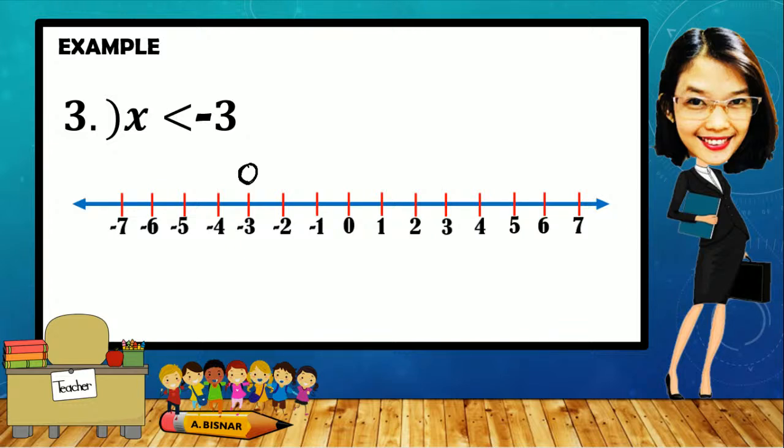Next, let's identify those numbers that are less than negative 3. Ano-ano yung mga numbers na mas mababa sa negative 3? Yung mga numbers ba na nasa kaliwa o yung mga numbers na nasa kanan? Ano sa palagay nyo? Yung nasa kaliwa or yung nasa kanan?